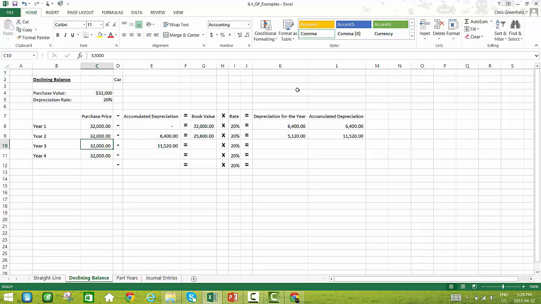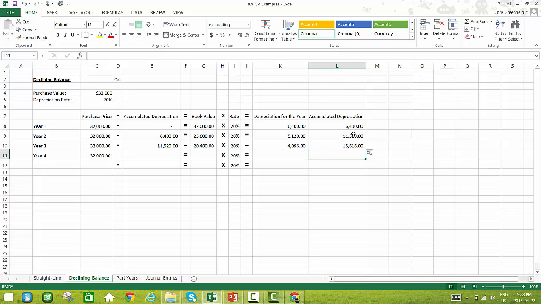The value of my car hasn't changed, or at least the purchase price. It was what it was when I bought the car. But now that we've used up $11,520, I can't keep claiming that full 32,000. I have to subtract that off. So I'm going to do that here. Now my book value is only 20,480, and that's what I'm going to multiply by my 20%. I'm going to do my math. That means that the depreciation for this year was 4,096. I'm going to extend that down again.